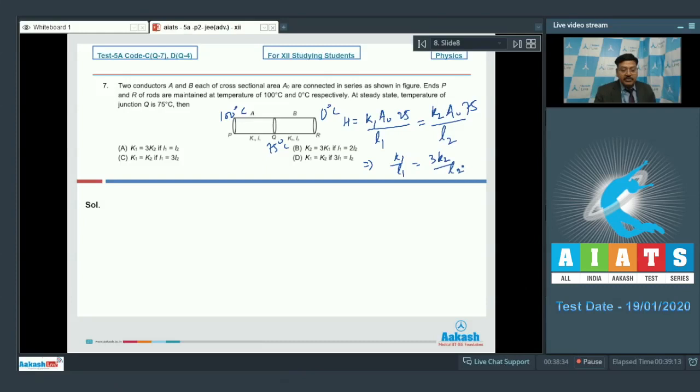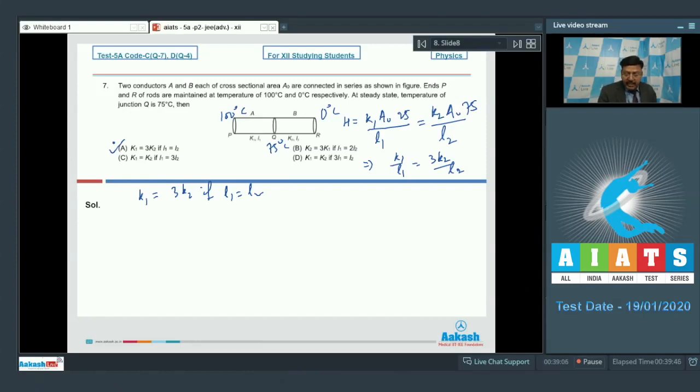Let's evaluate the options one by one. Option A says K1 is 3K2 if L1 is equal to L2. If L1 is equal to L2, we can see that K1 will be equal to 3K2. It's clearly being seen here. So option A is correct, and which clearly means that option B will be incorrect. Let's evaluate option C and D now.